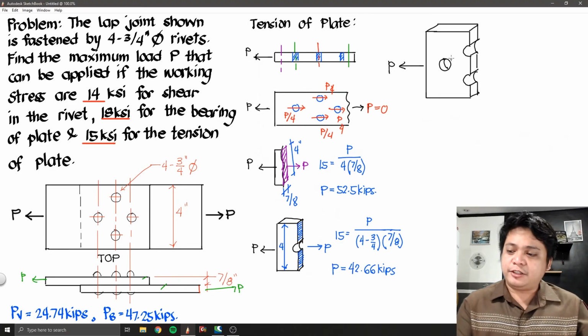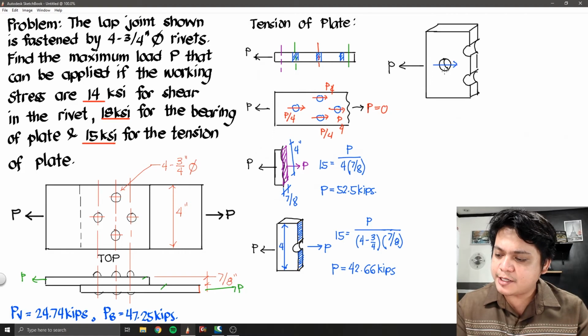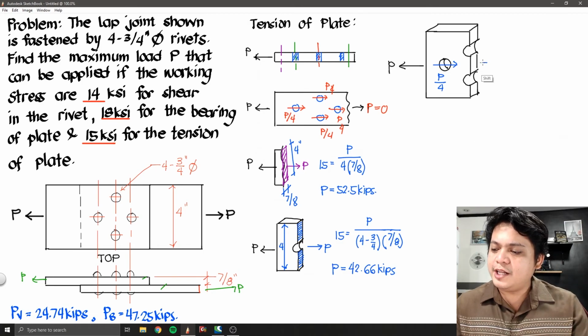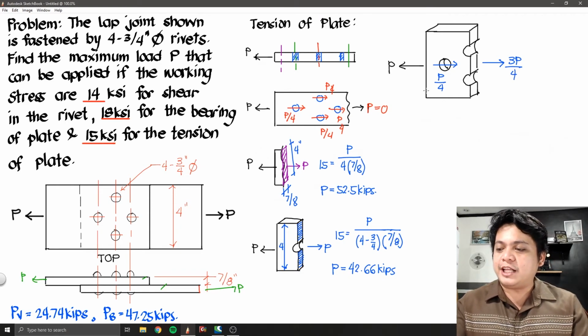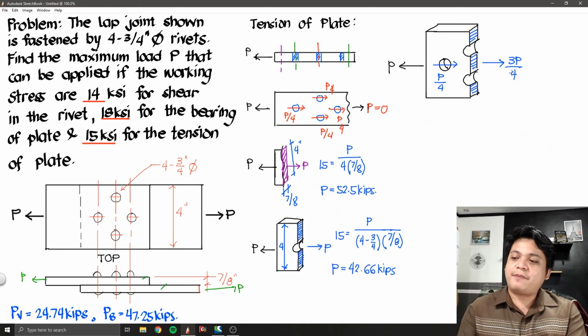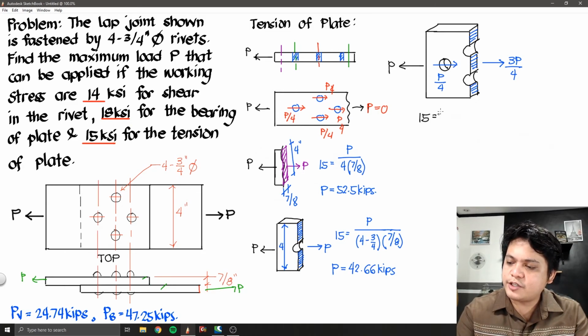Okay? But here, you already have a bolt there. So, efficiently, it can already resist P over 4. Okay? So, how much is left here? So, that's 3P over 4, or 3/4, no? Because the bolt already took your 1/4. So, what remains for this area is already 3P over 4. That's clear, we still have 1 whole. So, I will be having here 15 equals 3P over 4.